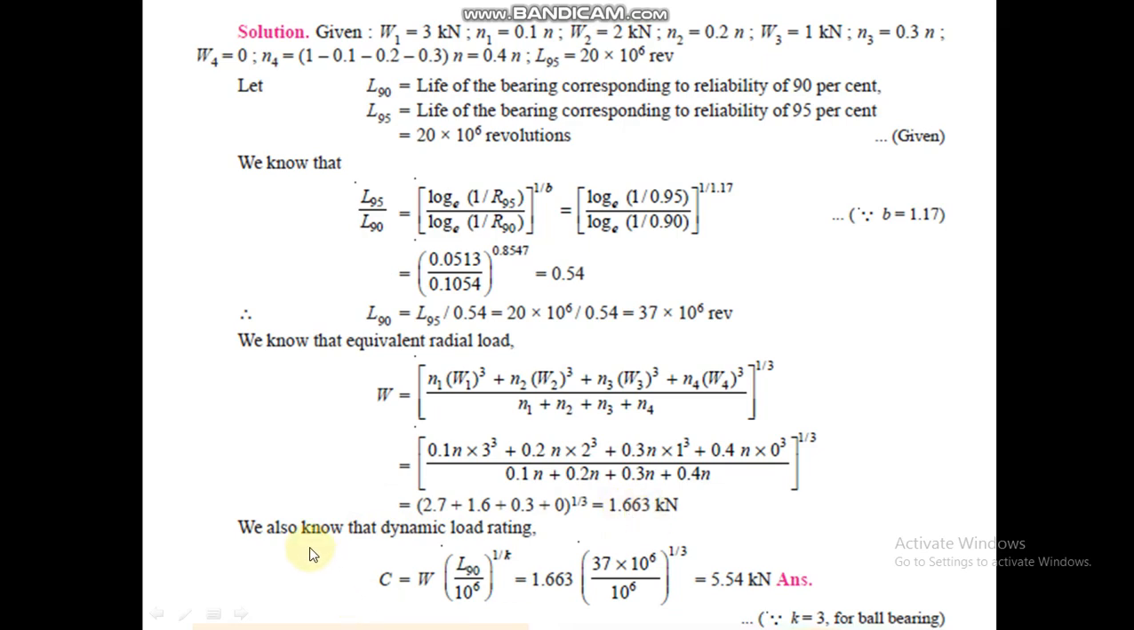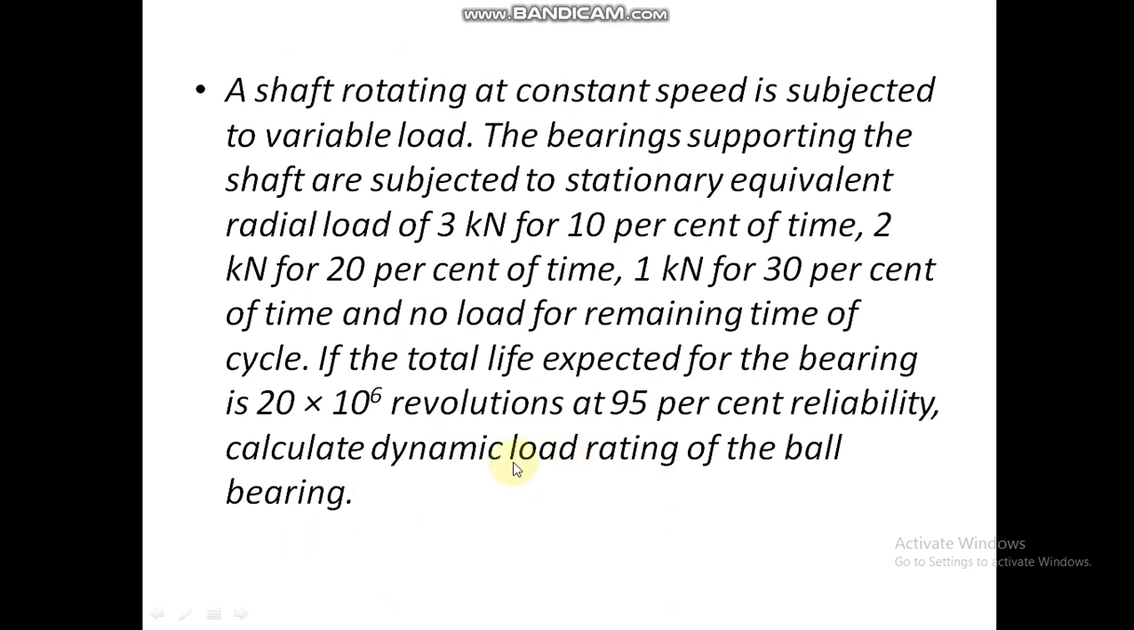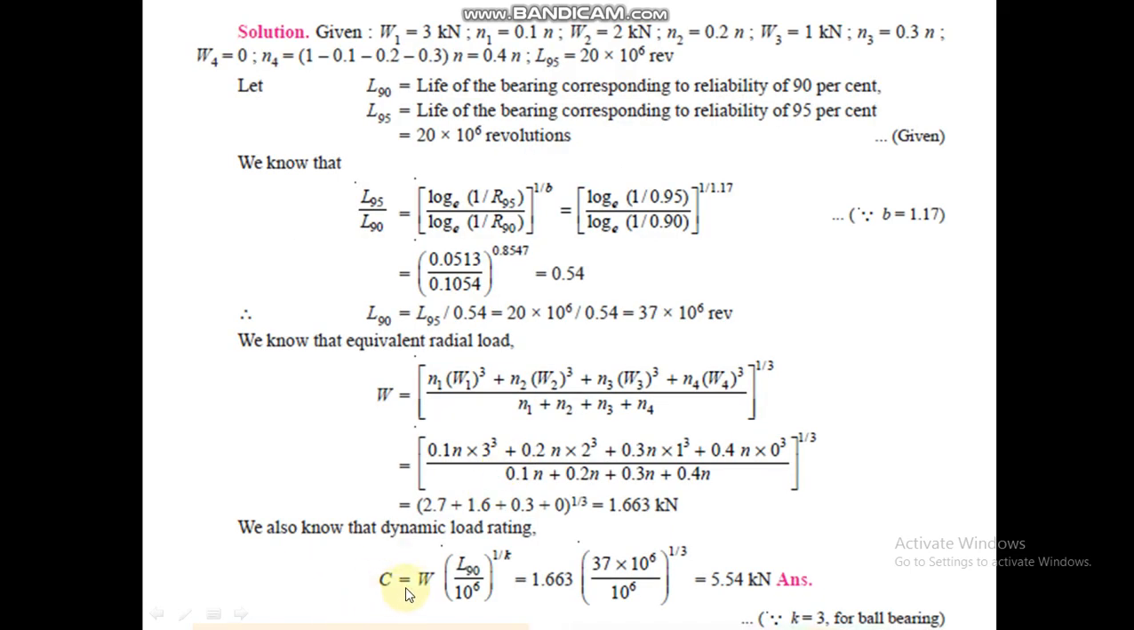Now we can easily calculate the dynamic load rating, that is C is W into L90 by 10 raised to power 6, raised to power 1 by K. Put the value of W, L90 and K, and your answer is 5.54 kilonewton. So this completes this question.